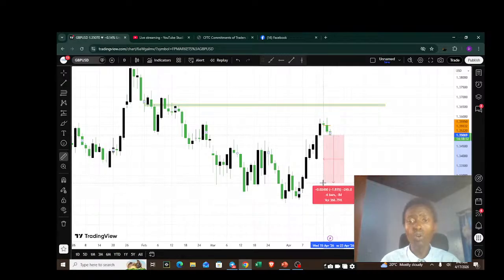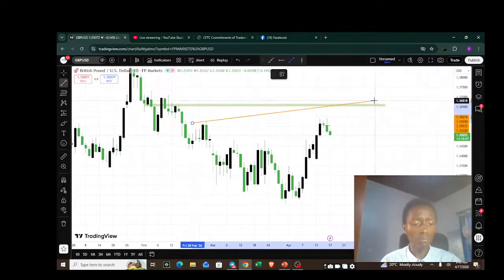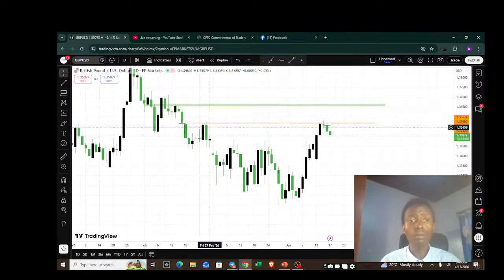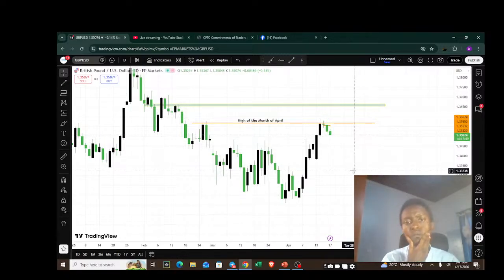So this level here, where price is reacting from, I am taking this as my high of the month of April. So I'm anticipating that from this point onwards, we are going to be seeing sales up to this other level here, up to around 31,500.